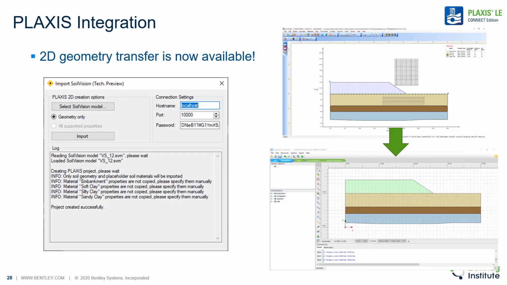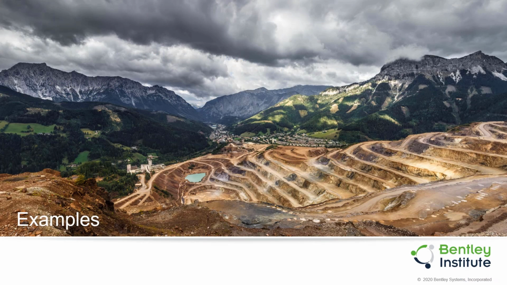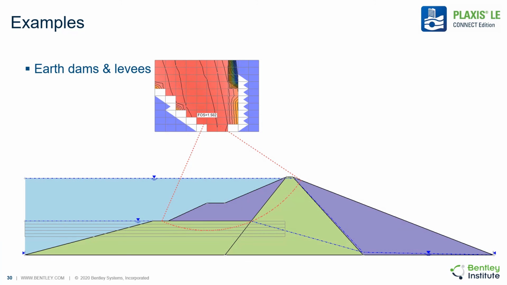We also have PLAXIS integration, where 2D geometry transfer is now available to move geometry between PLAXIS and PLAXIS LE and analyze, for example, the same slope using both limit equilibrium and finite element shear strength reduction methodologies. So just some typical examples of how this might be used in practice are as follows.